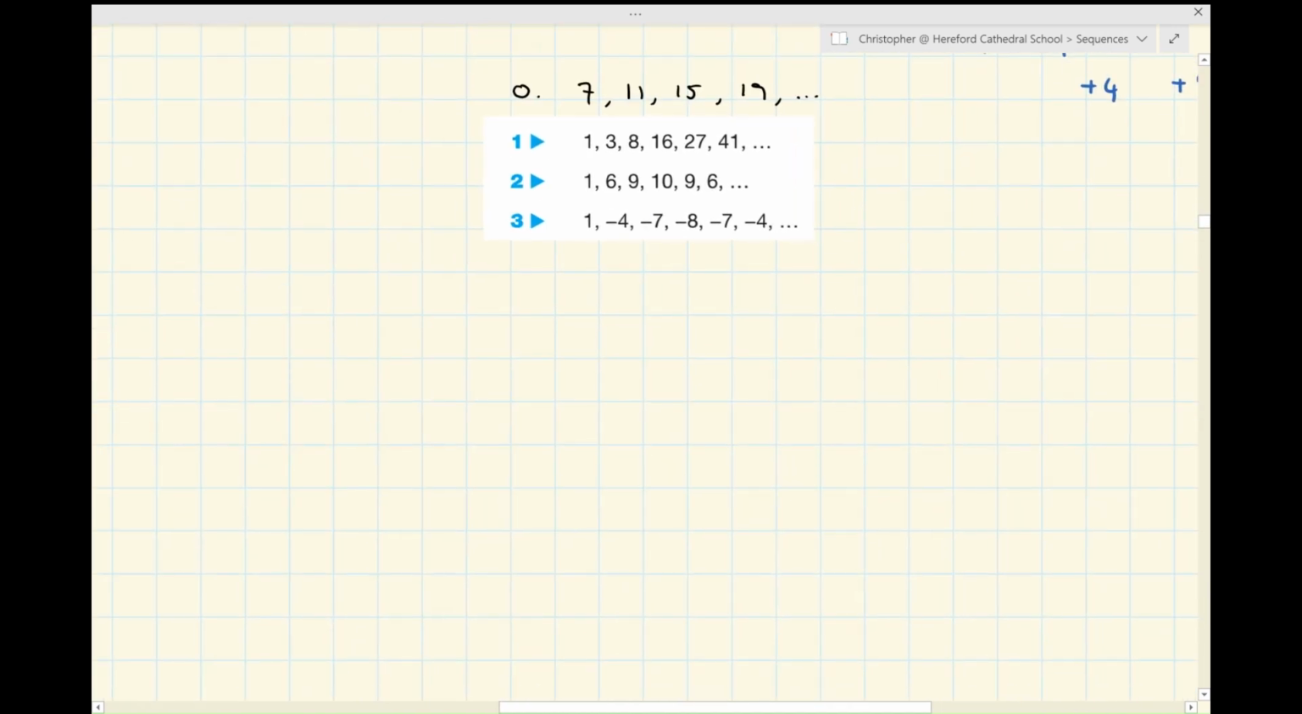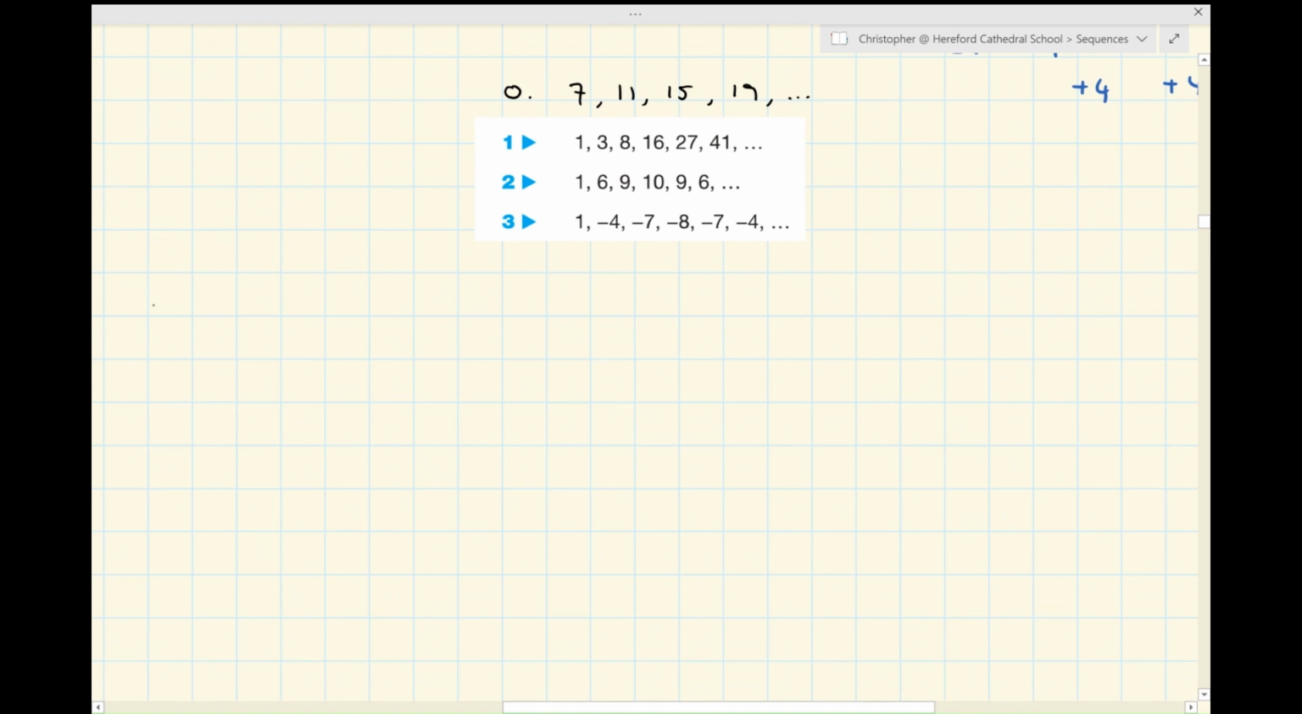Let's have a look at question 1. Now, question 1 has a sequence that goes like this: 1, 3, 8, 16, 27, 41. Again, I'm going to use the difference method. You might like to pause the film and have a go before me.